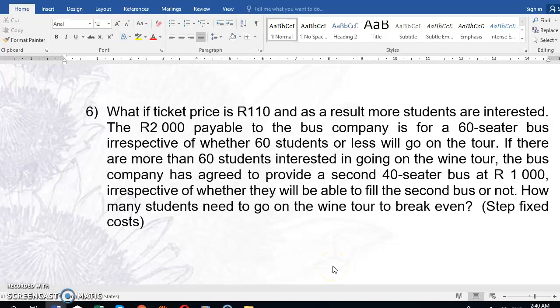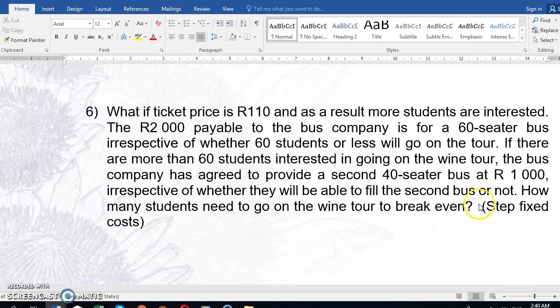Alright, so we're back with number 6. Number 6 is, what if the ticket price is 110 and as a result more students are interested? The 2,000 variable cost of the bus is for a 60-seater bus, irrespective of whether 60 students or less go on the tour. If more than 60 students are interested, the bus company has agreed to provide a second bus at 1,000, irrespective of whether they'll be able to fill the second bus or not. How many students need to go on the tour in order to break even?